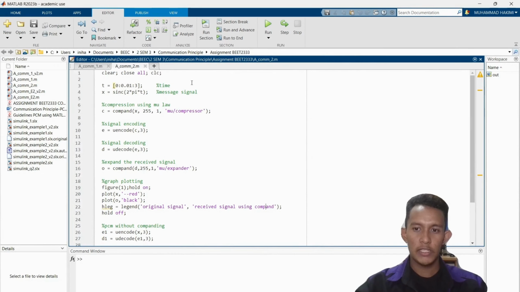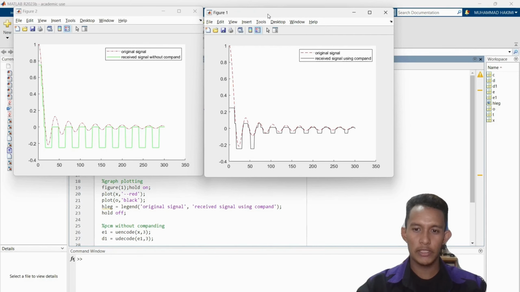For example 2, we study the effect of companding or compressing on signal quantization. We can see from the output here, the companded signal gives more accurate signal quantization.